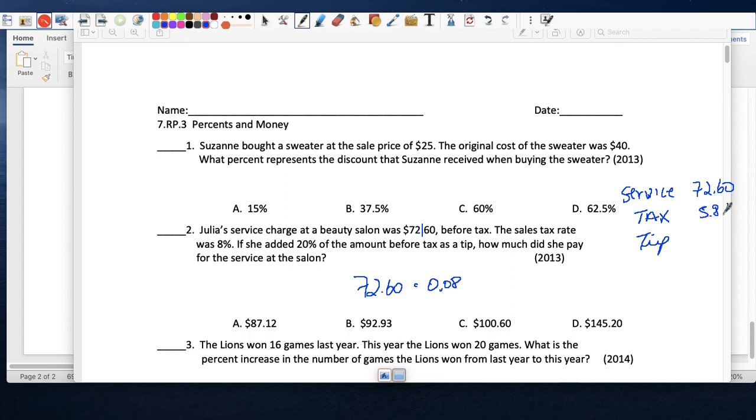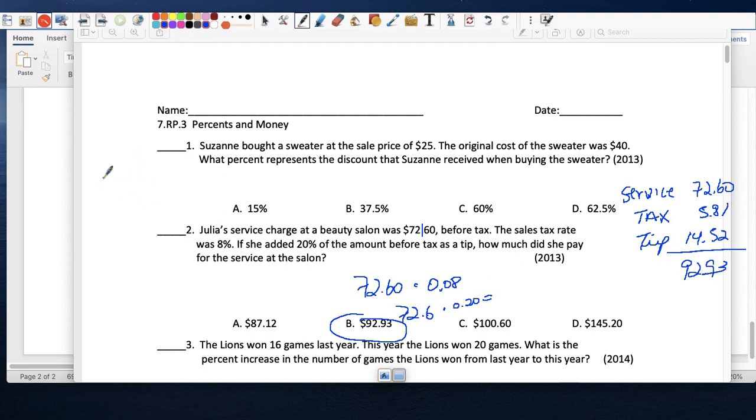72.60 times 0.08 equals $5.81 rounded. Now you go back for the tip, 72.6 times 0.20, which was the tip. Then you get $14.52 as a tip. Right, so you add that up, and you get $92.93 right there.